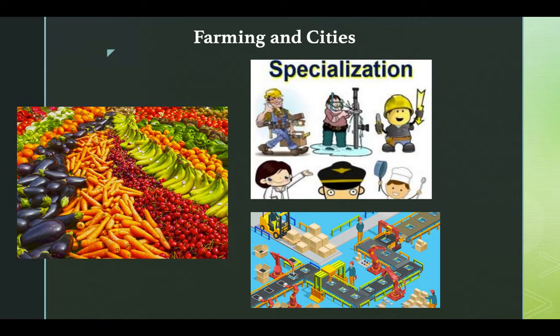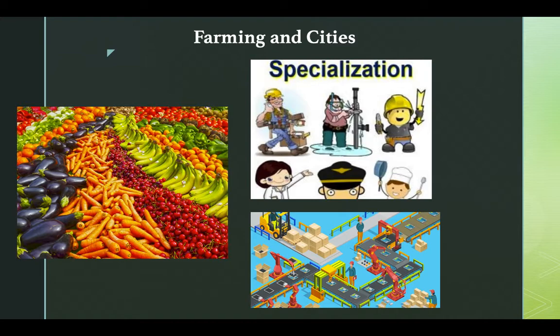Irrigation led to a surplus of food, right? Surplus meaning it's more than is needed, which allowed some people to do other jobs, such as crafting. Religious leaders could focus on spiritual things. Government workers could focus on the government and organizing people. So this picture here of the fruit just kind of shows a surplus.